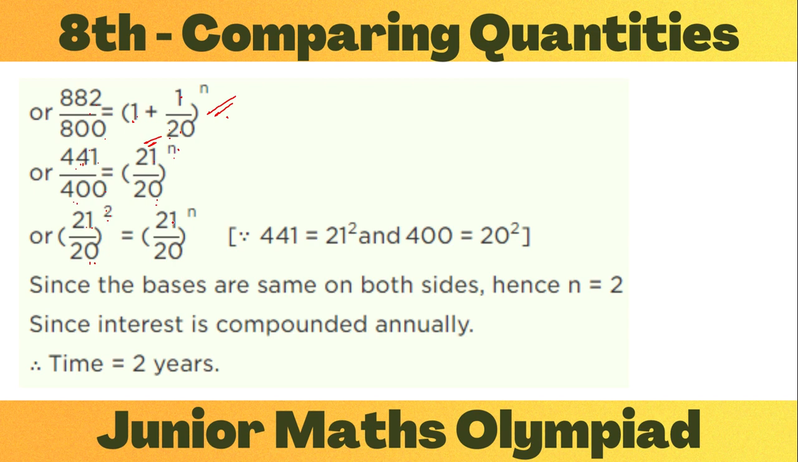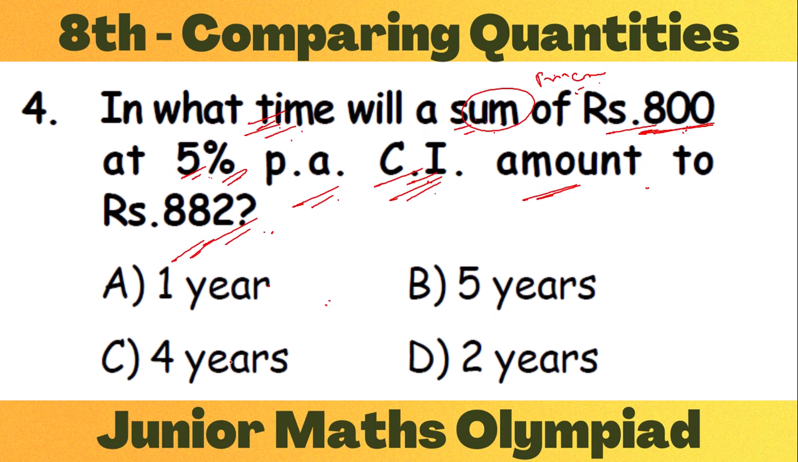On the right hand side we have 21 by 20 whole power n. On the left hand side and right hand side the bases are the same. When the bases are the same, the powers also will become equal. So n value will become 2. n is equal to 2. So the interest is compounded for 2 years. So compounded annually for how much period means 2 years period. So in 2 years, 800 became 882 at this rate of interest. So the answer is option D, children.